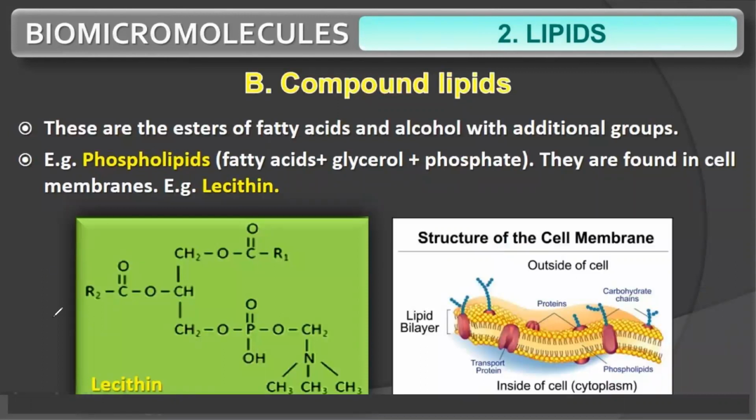The other form of lipids are the compound lipids. These are the esters of fatty acids and alcohol with an additional group. Examples are phospholipids, where fatty acids along with glycerol and a phosphate group are present. So apart from fatty acid and alcohol, that is glycerol, one more additional group is present, and that forms the compound lipid. They are found in the cell membrane, like lecithin.